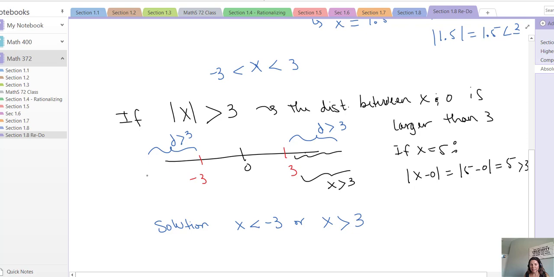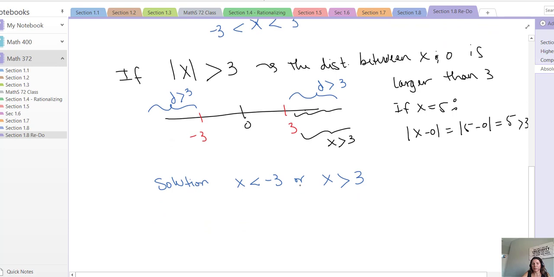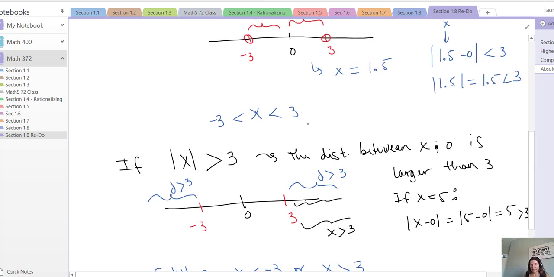And so that distance, well, in this case, we're just looking at the distance. So the further you are from 0, the bigger than 3 the distance is going to be. So it's x less than -3, or x is greater than 3. So in interval notation for both of these, this one is kind of nice. When we have a compound inequality, I'm just going to have -3 to 3. So that's my interval notation here.